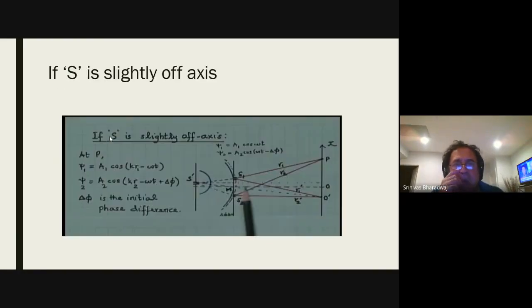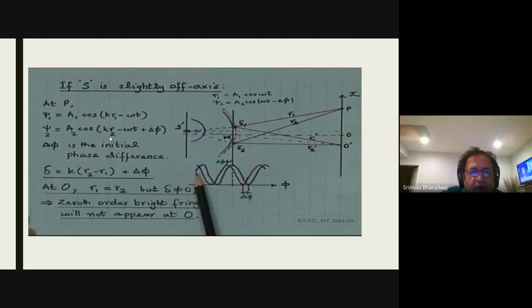Now, if S is slightly off axis, then things get a little trickier. You must then readjust it so that they come into phase. There will be a phase difference if S is slightly off axis. So you must try to make sure that it is exactly in phase. So it has to be exactly in between the two slits. That is a very critical point also. If S is off axis, then there is a phase difference.